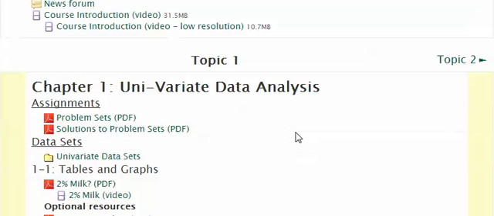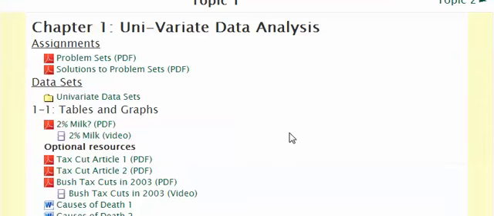The first chapter is about univariate data analysis. The theme of this chapter is that students learn how to take one set of data and argue opposite sides of any situation. That's probably the most important thing that they'll learn in this chapter.